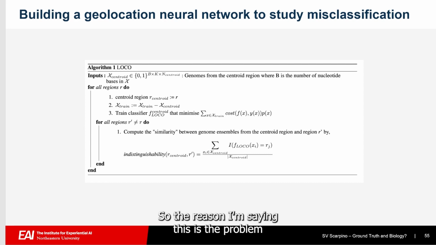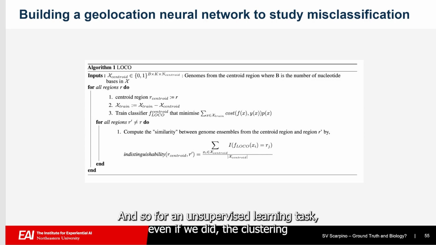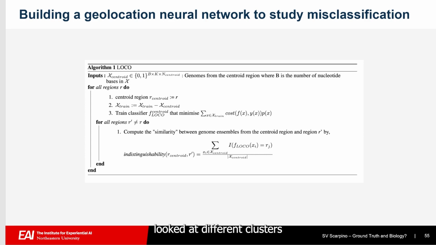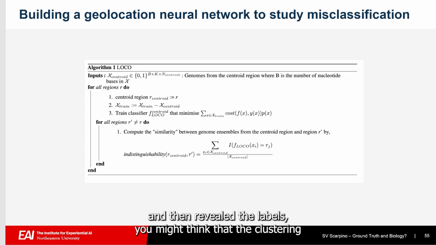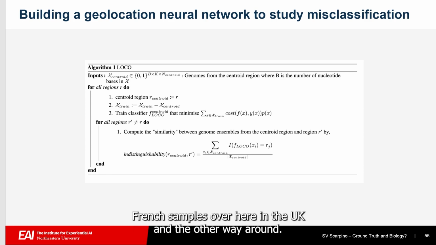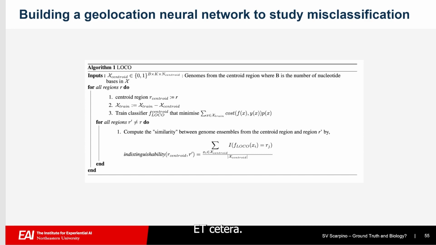So the reason I'm saying this is a problem for unsupervised learning is if the data labels are just wrong, then it doesn't matter whether you have labels or not. And so for an unsupervised learning task, even if we did the clustering, looked at different clusters, and then revealed the labels, you might think that the clustering isn't working very well because it's got some of these French samples over here in the UK and the other way around, et cetera.